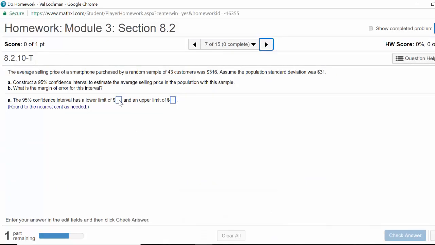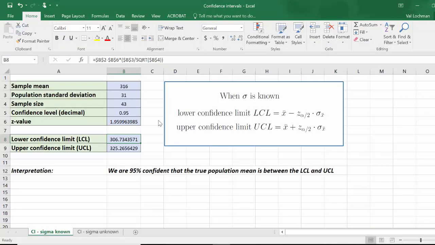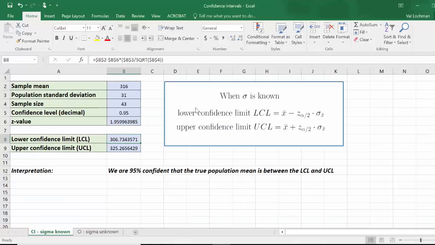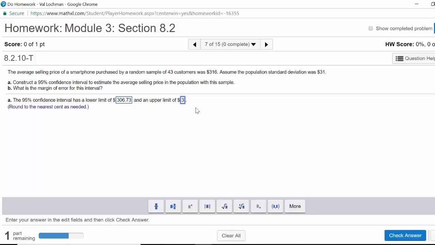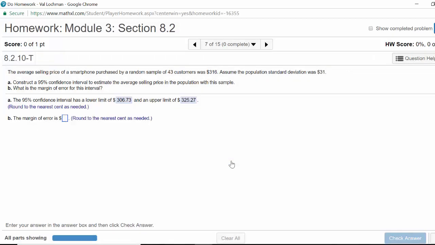We're going to go back here and say the lower limit was 306.73. And then the upper limit is what? 325.27. Okay, that's correct. What is the margin of error? Okay, what is the margin of error?